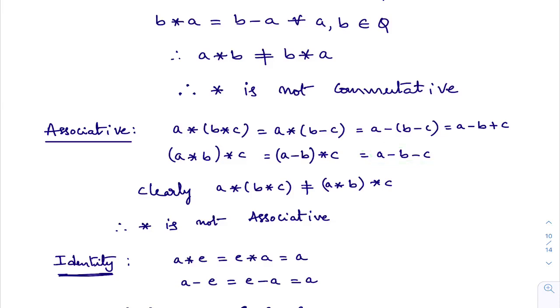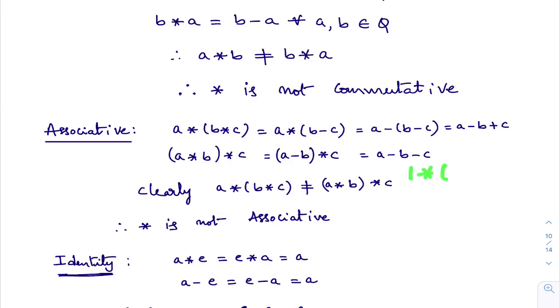So clearly a star (b star c) is not equal to (a star b) star c. How do you know clearly? See here, a minus b plus c and a minus b minus c. Both are different or not? Actually, they are different. You can say clearly. Therefore, star is not associative. For the same bit, when it is not associative, we can try another method. You just go like this.